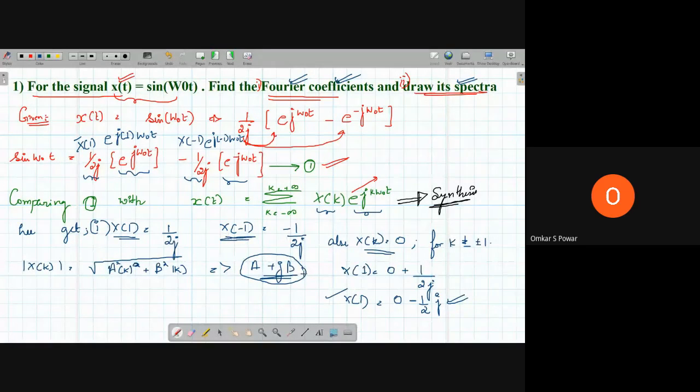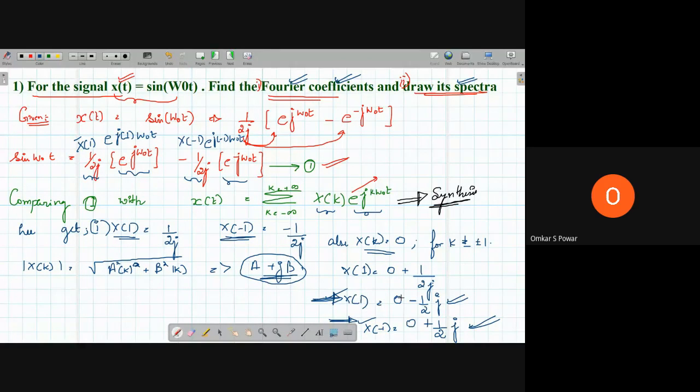Similarly, what we want is x of minus 1. So x of minus 1 is equal to 0 minus 1 by 2j. You can bring that up, then you will get plus half into j. Because I want it in terms of a plus jb, I am bringing this j to the top. When you bring the j to the top, your sign will get changed because 1 by j is equal to minus j. So using that analogy, I have written this x of 1 and x of minus 1.